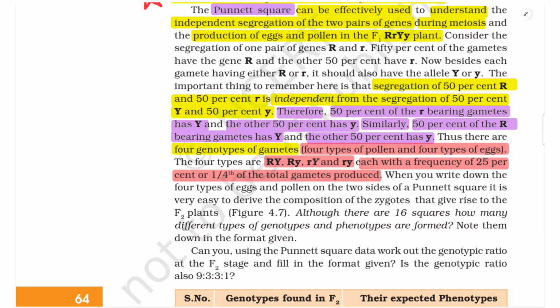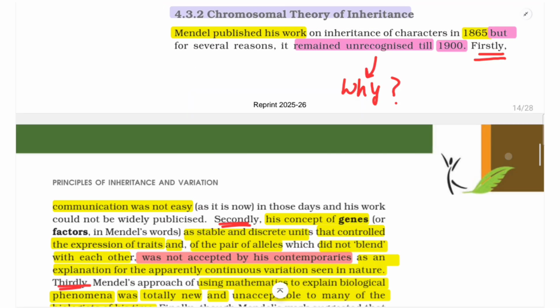Figure 4.7. Although there are 16 squares, how many different types of genotypes and phenotypes are formed? Note them down in the format given. Can you, using the Punnett square data, work out the genotypic ratio at the F2 stage and fill in the format given? Is the genotypic ratio also 9:3:3:1?